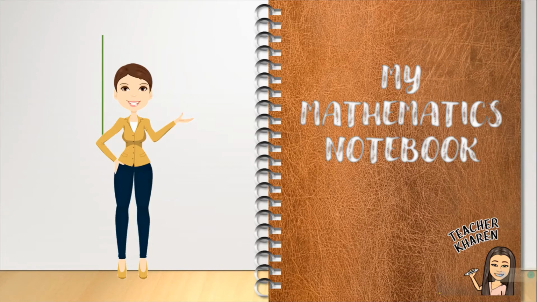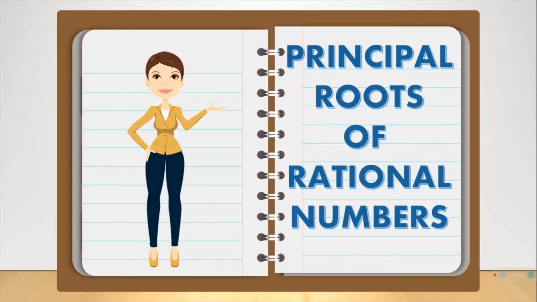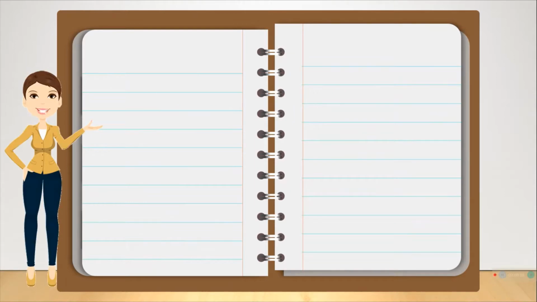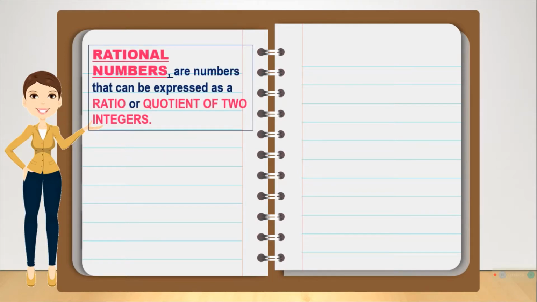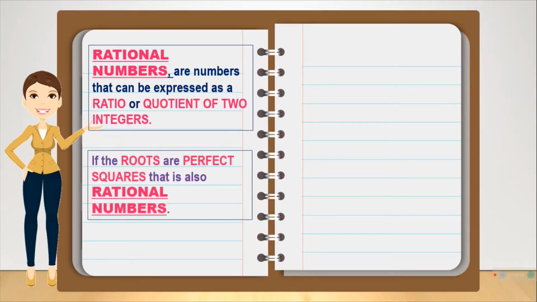So ang lesson natin ngayon ay principal roots of rational numbers. So first of all, i-describe muna natin kung anong pagkakaiba ng rational numbers and irrational numbers. Ang rational numbers are numbers that can be expressed as a ratio or quotient of two integers. If the roots are perfect square, that is also rational numbers.